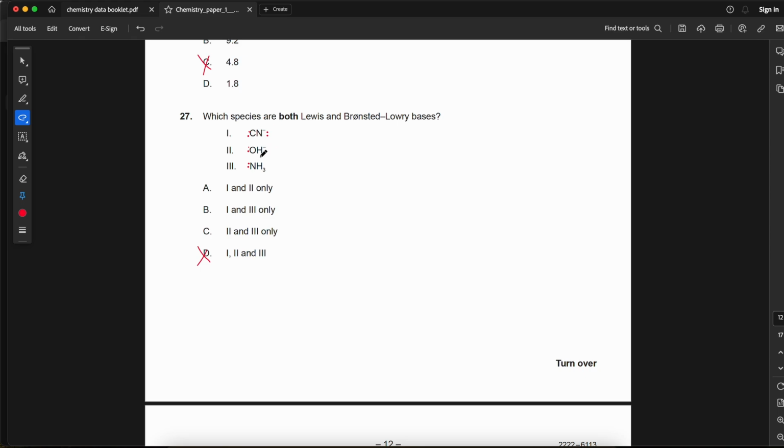And CN negative, OH negative, and NH3 can also accept a proton. CN- will form HCN, and OH- will form H2O, and NH3 will form NH4+. That's why all of them are correct.